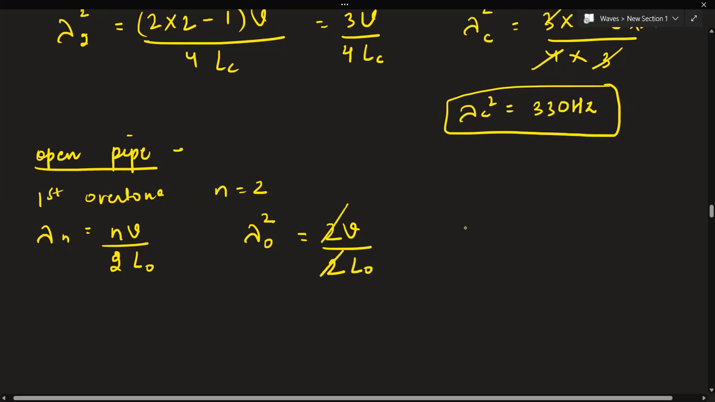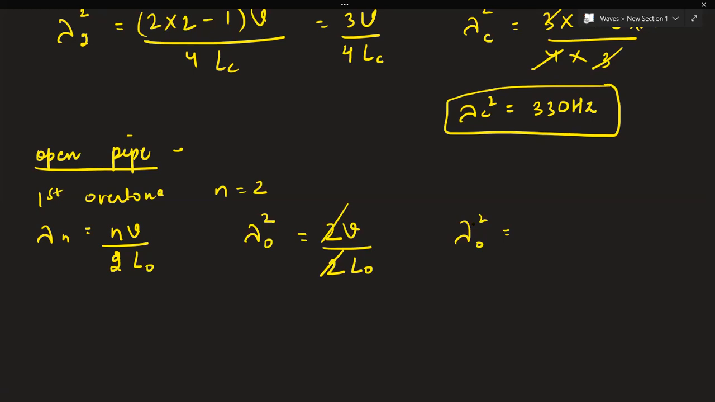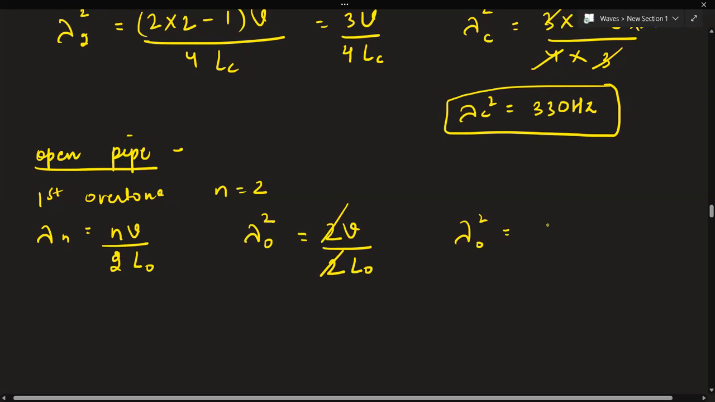So 2 will get cancelled, and the frequency of the open organ pipe for the second one, second one meaning the first overtone, will come out to be velocity divided by the length of the open organ pipe. All right? Yes, ma'am.